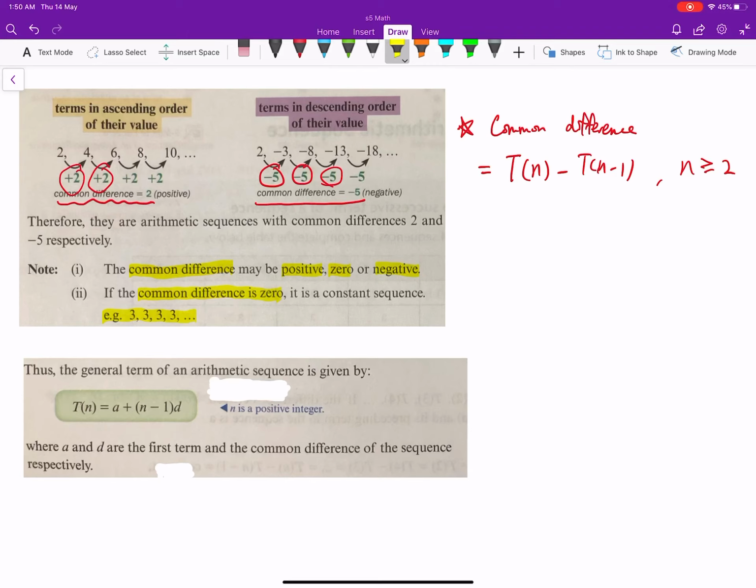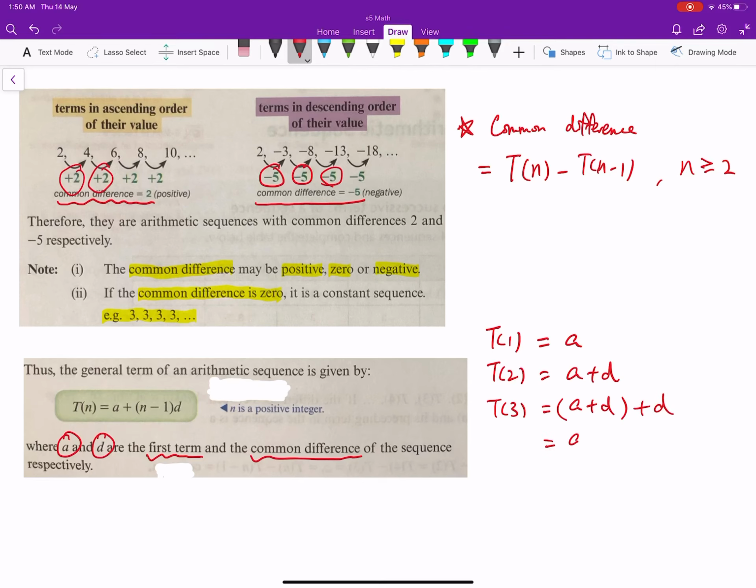Okay, and then how do we get a general term? Let's try to look at this. If we use A as the first term and D as the common difference, then T1 is the first term, so this is A. And then as we just mentioned, if you use the first term and add the common difference, you will get the second term, right? So we have T2 equals A plus D. And then for T3, you use the second term and add D again, right? So you get A plus 2D.